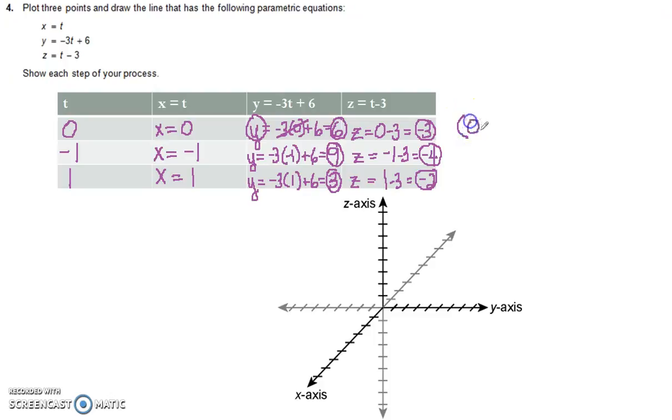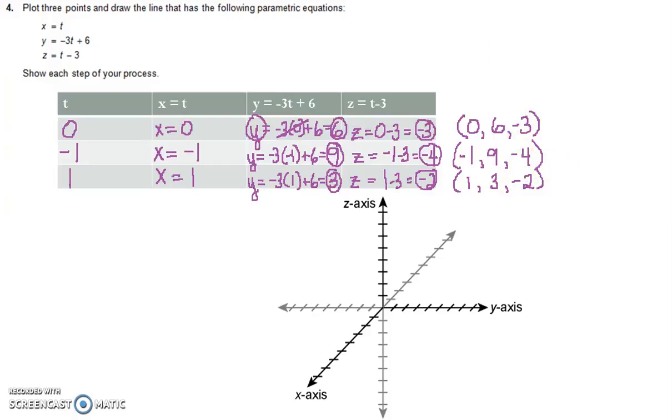So I'm going to take the x value for the first row, which was 0, the y value, which was 6, and the z value, which was -3, and make those into a point, x, y, z. And I'm going to do that for all of these points, and I'll end up with 3 different points. Then we're going to take those and graph them. All right, so there are my 3 different points.